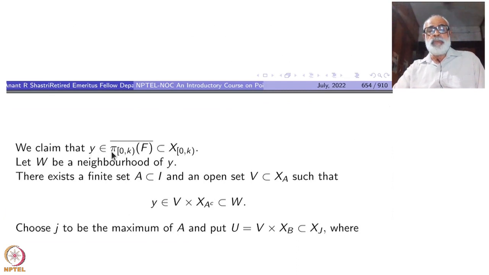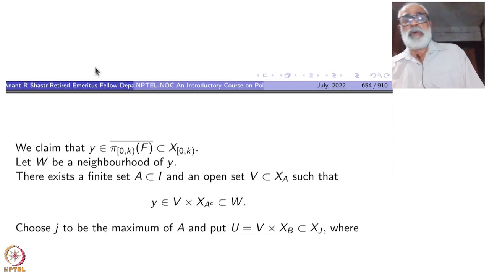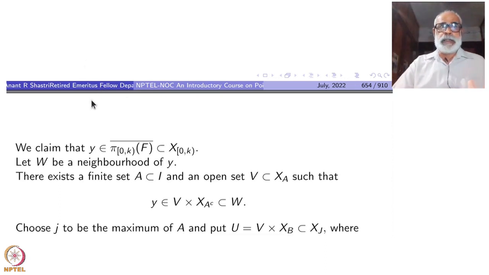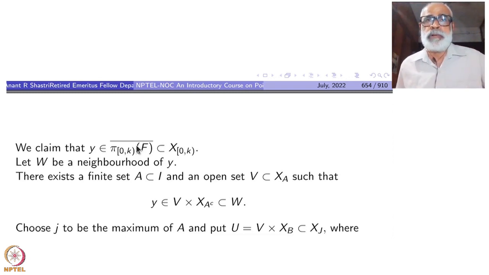This y will be in pi of 0 k operating upon f, the closure of that. So all this is happening inside X 0 k. Okay. So we have to prove this one. We have got a y which projects correctly, but why is it in the closure? So this is where something has to be used from the product topology. What is that? The definition of product topology. That is what we are going to use.